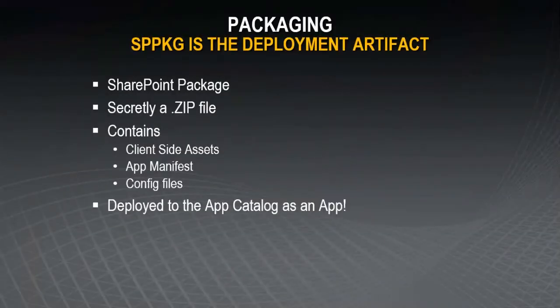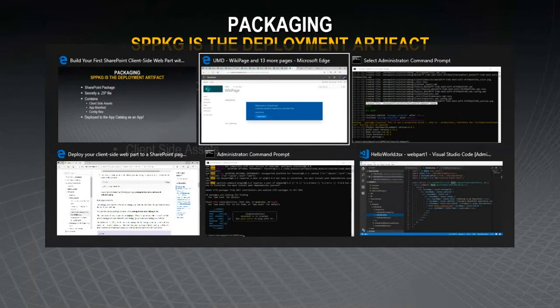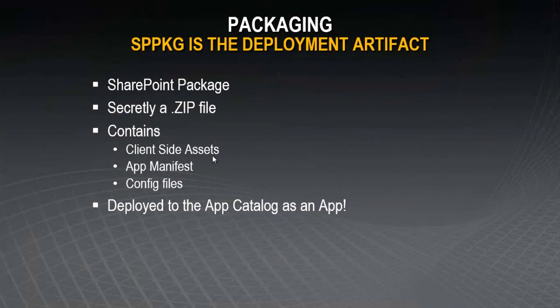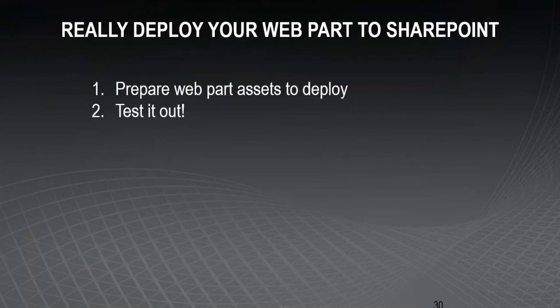So as I mentioned, the key to this, that SPPKG file, is the deployment artifact. If you're interested, it is secretly a zip file. You can actually copy and rename it. If I go out here and look at my folder, I made a copy of it, and you can rename it to a .zip file. You can double click on it then, and you can just see what's inside there. It's got the client-side assets, the JavaScript, CSS, any of your HTML, the app manifest, a bunch of XML files, but it gets deployed as an app, or I should say as an add-in in the app catalog.